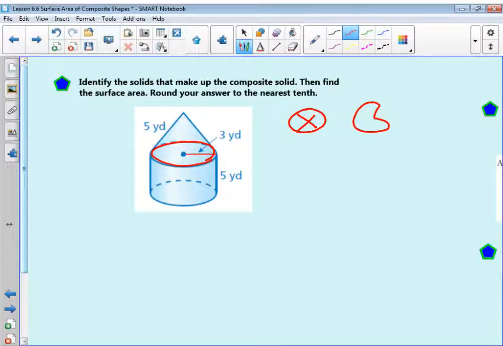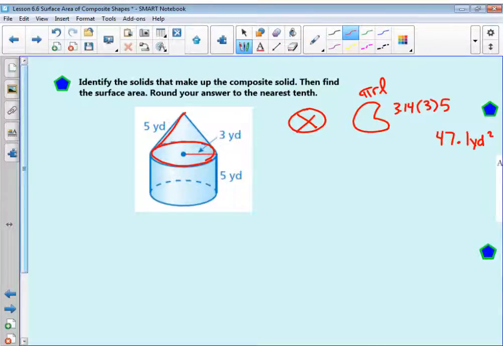Okay, so we have to think back to our formula for that Pac-Man shape, and that was pi times radius times the slant. So pi is 3.14 times the radius is 3, and our slant is 5. So I'll go ahead and plug that in. And when I do that, just for the cone part, I get 47.1. And that's yards squared right now.